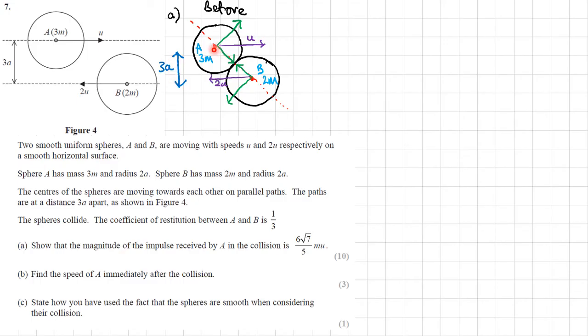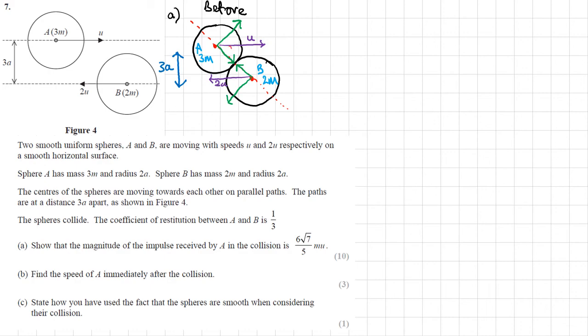Remember, the radius of each one is 2a, so the distance between the centres, going through the line of centres, will actually be 4a, which is going to be useful in a moment. Now, with any collision with spheres, we need to look at the components of the velocity which are parallel to the line of centres and perpendicular to the line of centres. That means I need to find the components of the velocities. We've not been given vectors, so this is going to be in terms of sine and cos. So I want an angle.